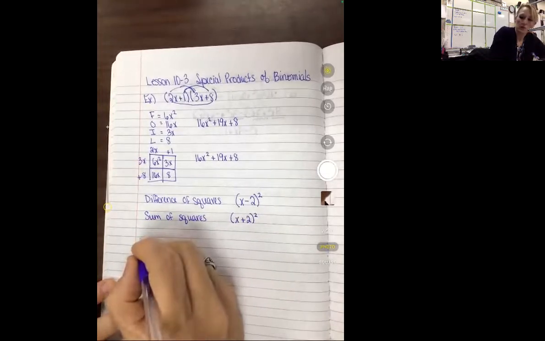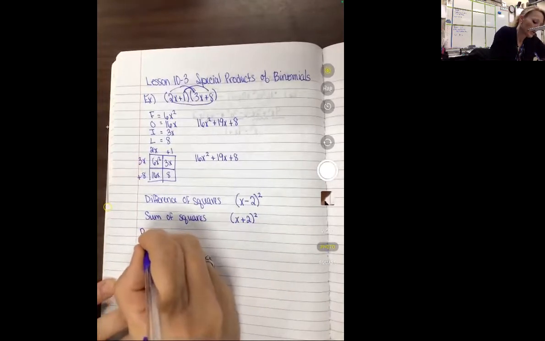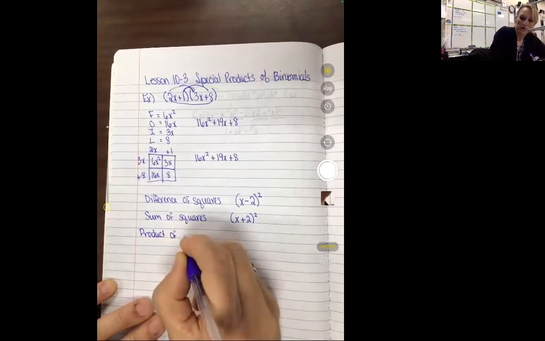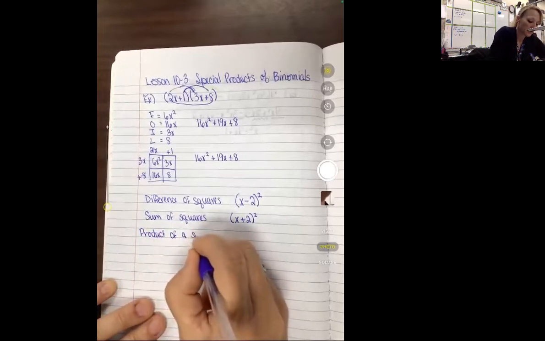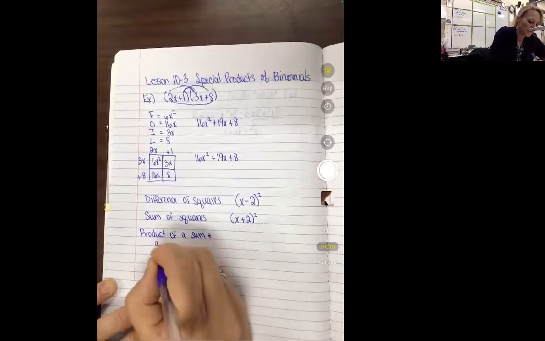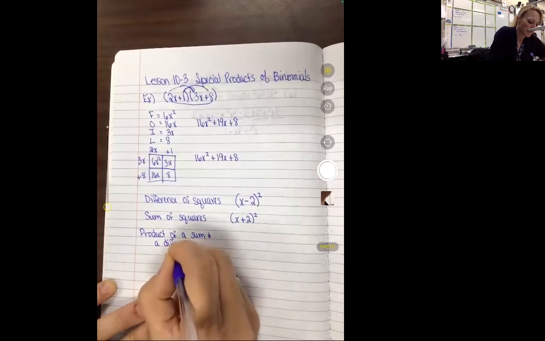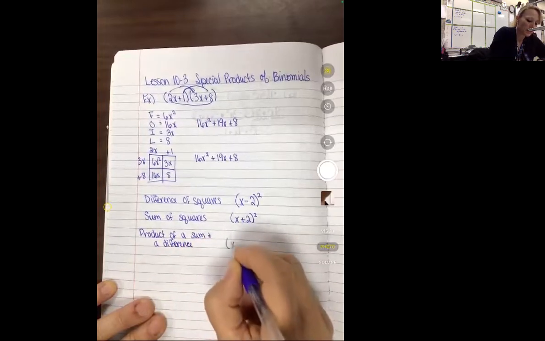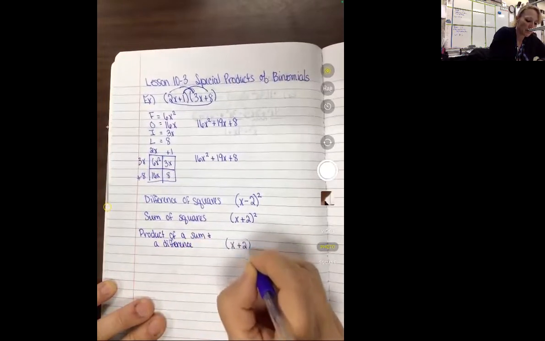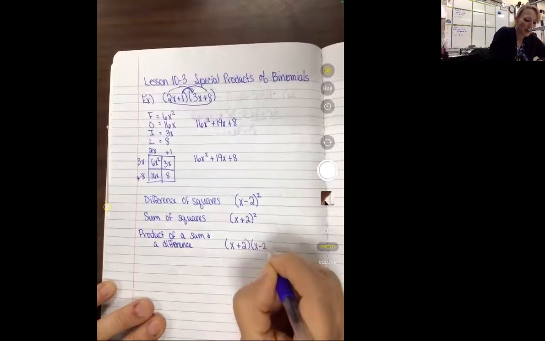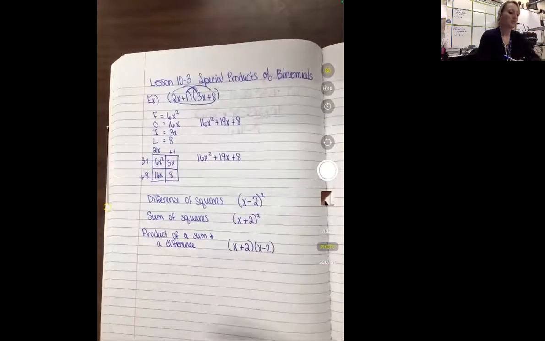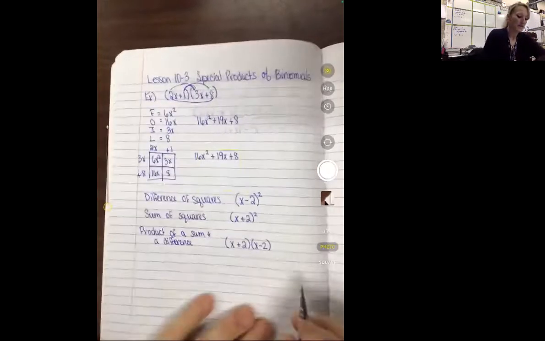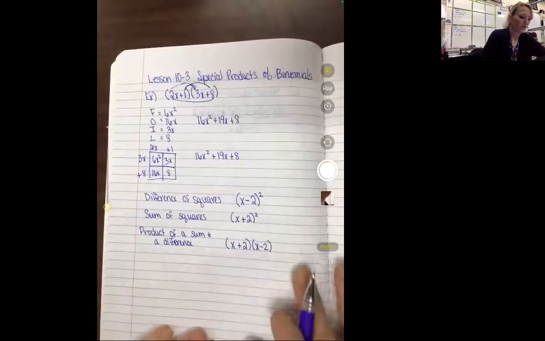And then we're also going to look at the product of a sum and a difference. And this happens when you have the same number, but one is a positive and one is a negative. So these are the three things that we're going to be looking at, and why they can't be done the way we want them to be done.